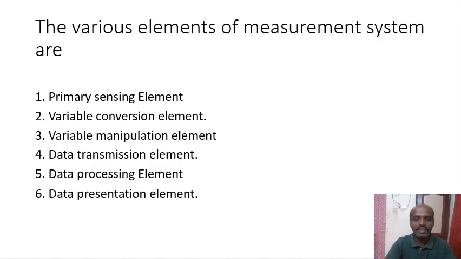So what are the various elements in the measurement system? Primary sensing element, variable conversion element, variable manipulation element, data transmission element, data processing element, data presentation element. These elements should be present in any measurement system. Let me see them one by one. The first one is the primary sensing element.